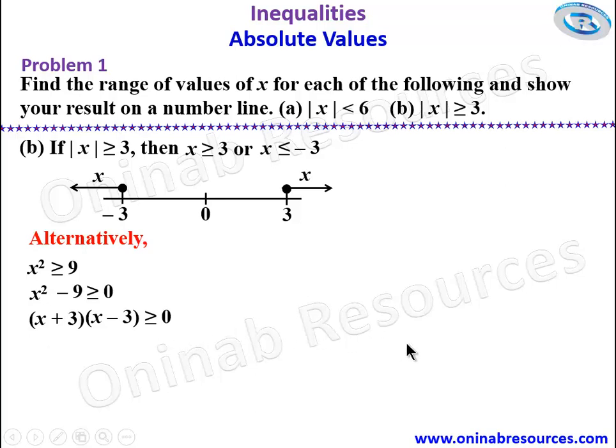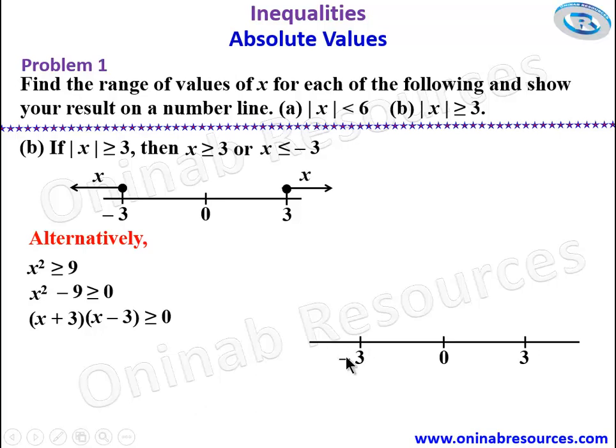Then we go by inspection from a number line. This is 0, 3, negative 3. Remember, we have 3 regions, and each of the regions is representing a range of values of x. The first region is 3 to the right, which is x is greater than 3. The other one is between negative 3 and 3, which is negative 3 less than x less than 3. And the third region is from negative 3 to the left, which is x is less than negative 3.